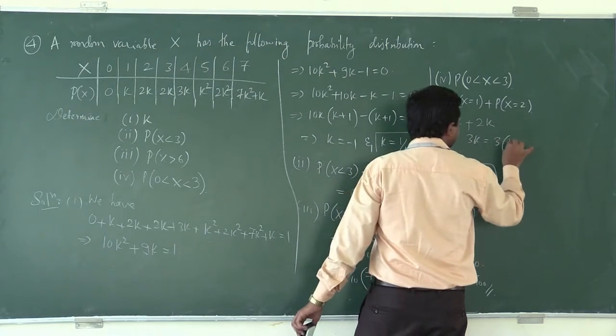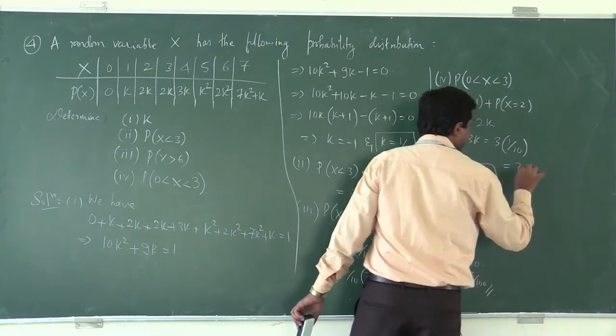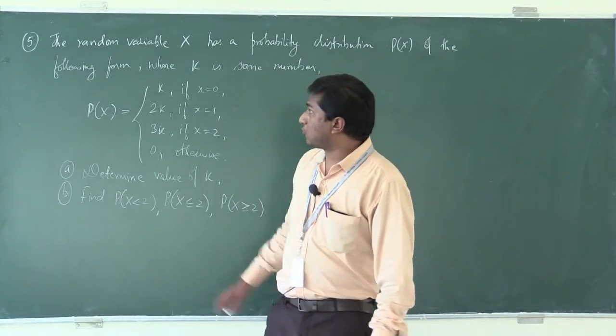Value of k is 1 by 10. 3 into 1 by 10 gives us 3 by 10. Moving on to the next problem.